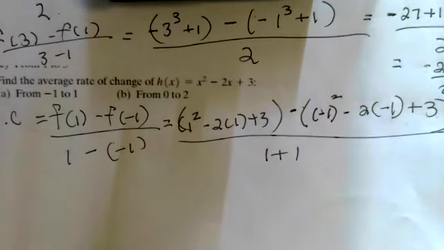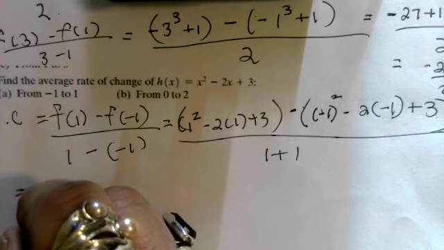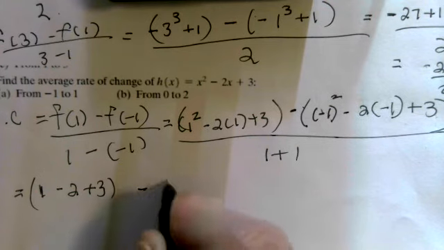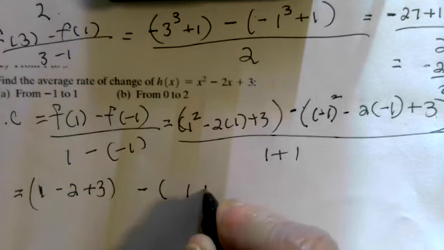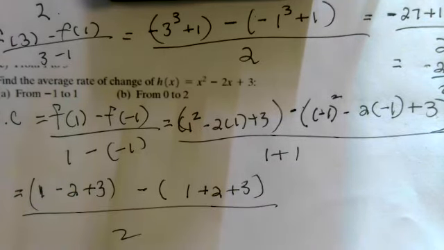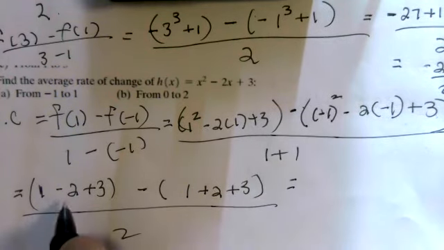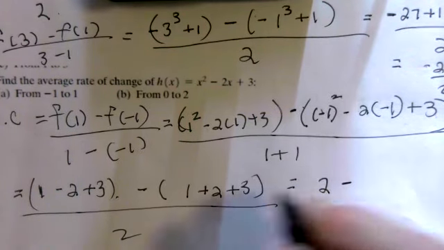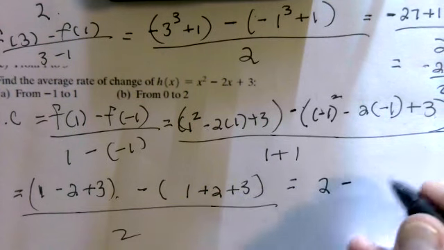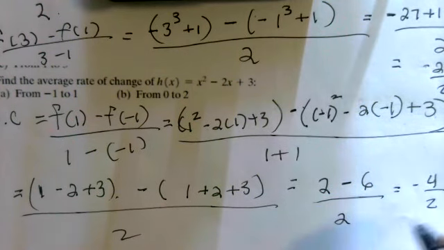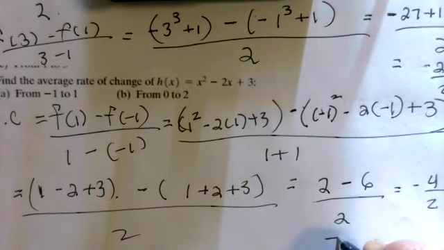Okay, so let's see what we get here. We get 1 minus 2 plus 3, minus 1 plus 2 plus 3, over 2. So I think we get 1 minus 2 is -1, plus 3 would be a 2. And then 1 plus 2 plus 3 is going to be 6. So this is going to give me a -4 over 2, which is a -2.